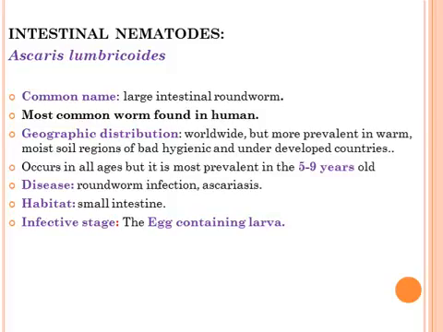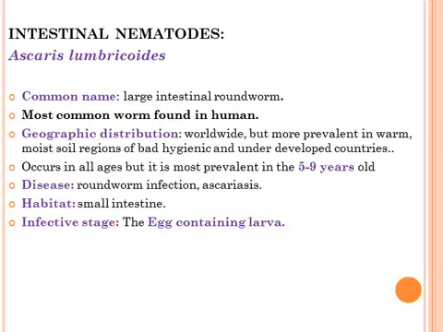Intestinal nematodes, Ascaris lumbricoides is one of the most common species. The common name is large intestinal roundworm, because the adult is above 30 centimeter, so it's called large intestinal roundworm. Most common worm found in the human. Geographic distribution is worldwide, but more prevalent in warm, moist soil regions of bad hygiene and underdeveloped countries. It occurs in all ages, but is most prevalent in 5 to 9 years old. That means common in children.